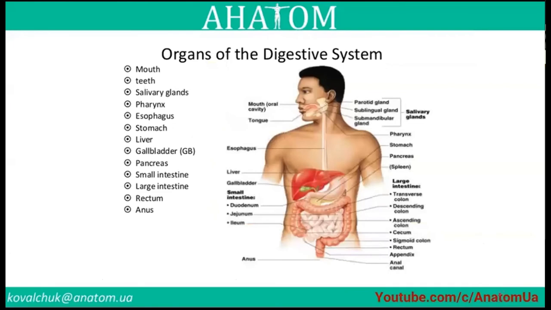And in total, the organs of the digestive system are the oral cavity with different structures: teeth, salivary glands, palatinum, muscles, and other structures like gingiva near the teeth. Next is the pharynx with three parts: nasopharynx, oropharynx, and laryngopharynx. Esophagus with three parts: cervical, thoracic, and abdominal. Stomach with four parts: cardiac region, fundus, body, and pyloric region. Then the liver, gallbladder near the liver, abbreviation GB, pancreas, small intestine, and large intestine, finishing with the rectum and anus.